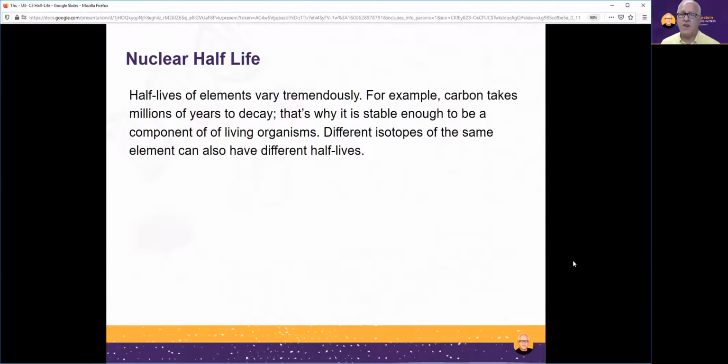Half-lives of elements vary tremendously. For example, carbon takes millions of years to decay, and that's why it's stable enough to be a component of living organisms. Different isotopes of the same element can also have different half-lives.